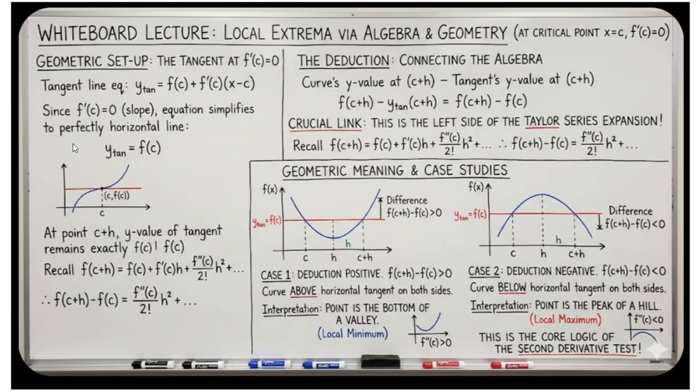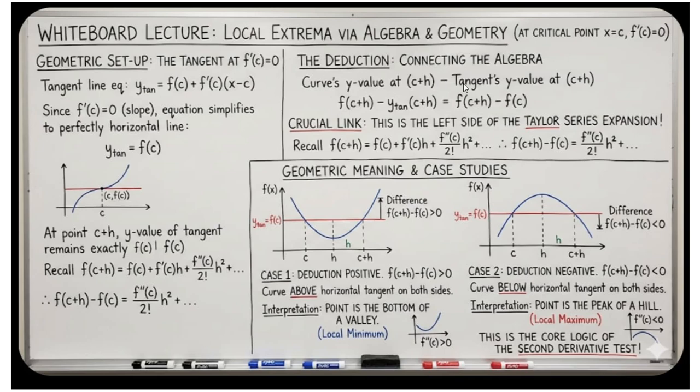Now coming to the curve, if you want to find f(c + h), by Taylor's expansion it is f(c) plus f'(c) times h plus f''(c) times h squared divided by 2 factorial. Therefore f(c + h) minus f(c) is equal to this, with f'(c) equal to 0. This gives the curve's y value at c plus h, while the tangent value at c plus h is always f(c). So the difference is f''(c) divided by 2 factorial times h squared plus the remaining terms.